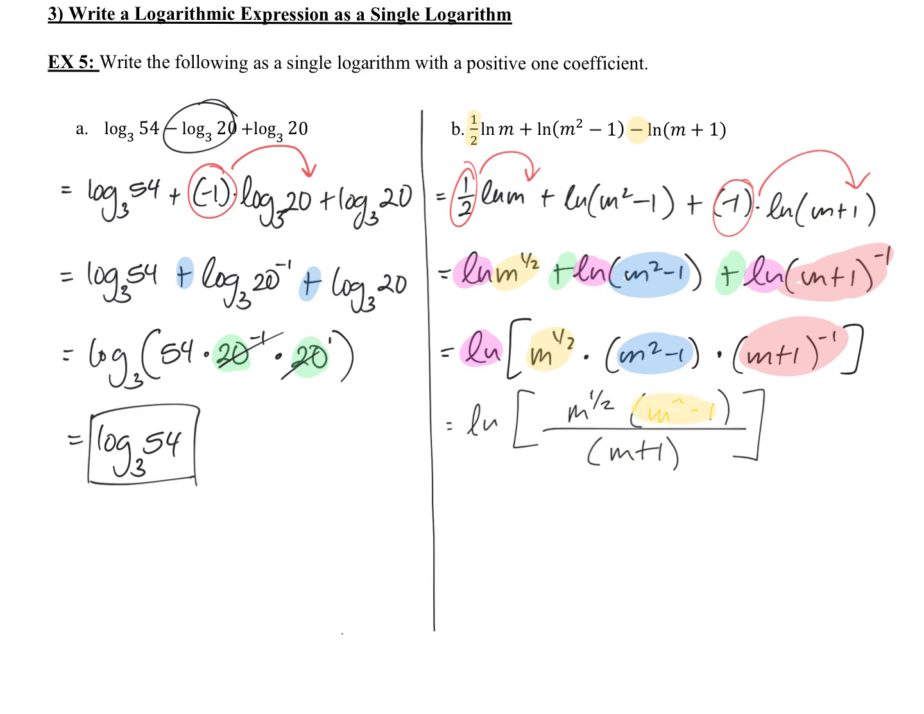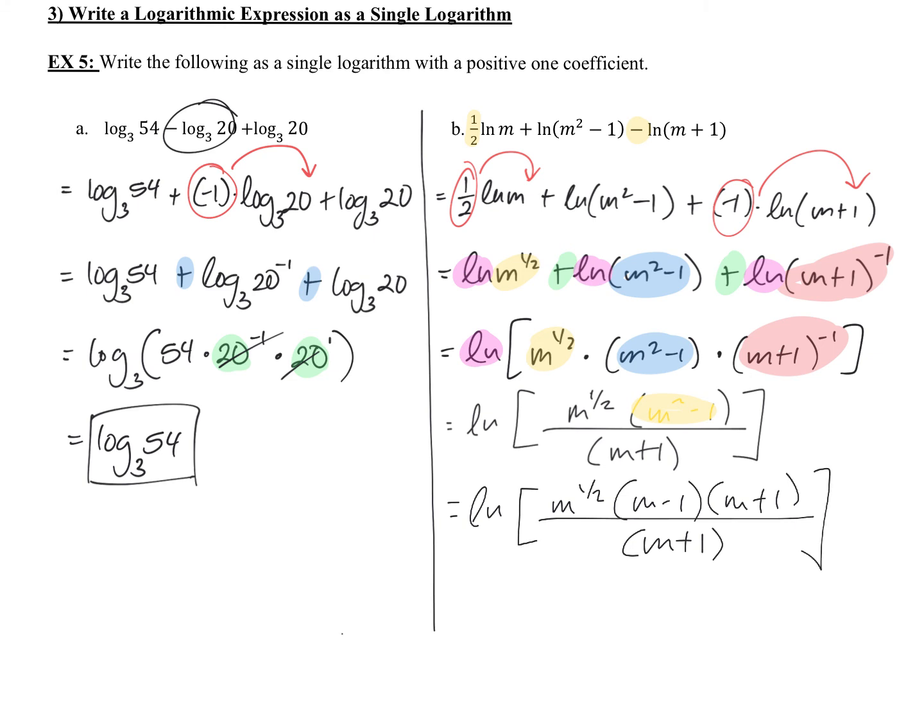Well, that m squared minus 1 looks like the difference of two squares. So we'll go ahead and factor that as the difference of two squares: m minus 1 times m plus 1. And what do you know? We have an m plus 1 in the numerator and the denominator, which means they can cancel out. We'll go ahead and cancel them. And whatever's left over, we have natural log of m to the 1/2 power times m minus 1.